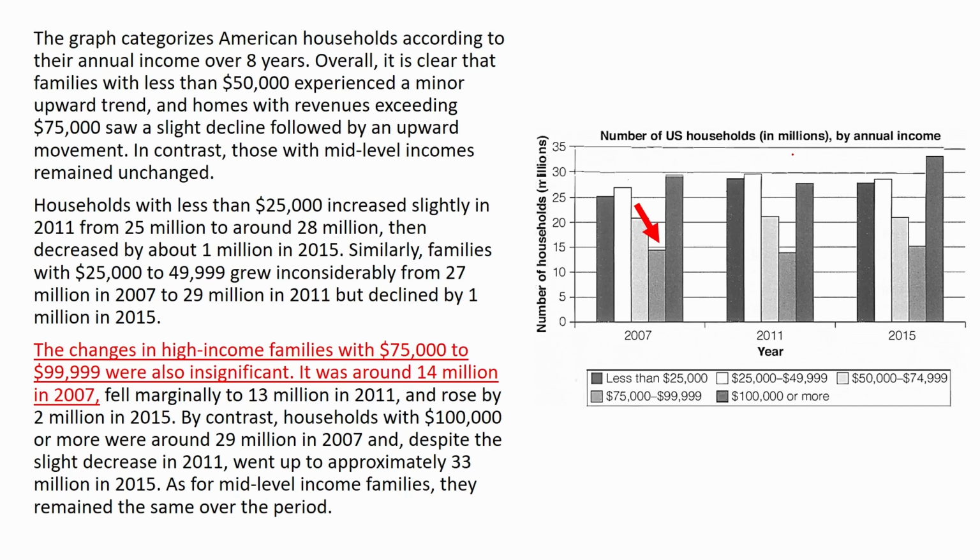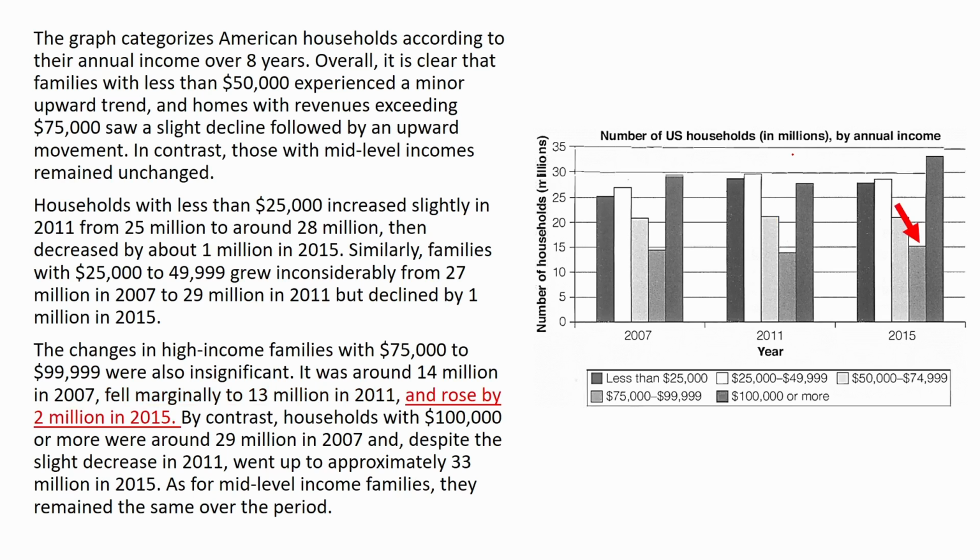The changes in high-income families with $75,000 to $99,000 were also insignificant. It was around 14 million in 2007. Now I need to mention 2011. Fell marginally to 13 million in 2011. And now the last one, 2015. And rose by 2 million in 2015.